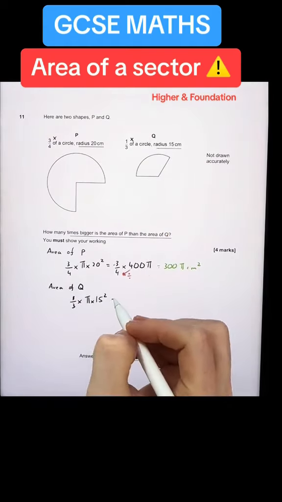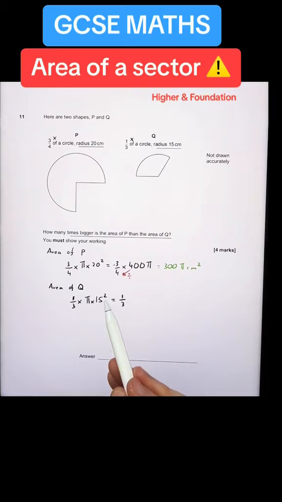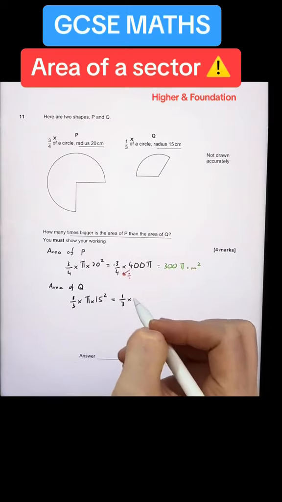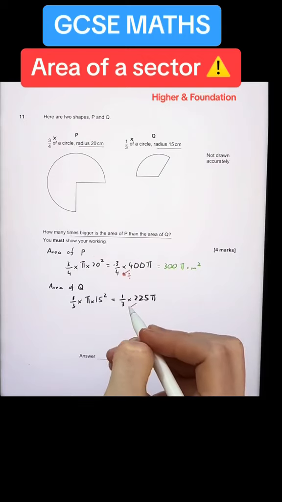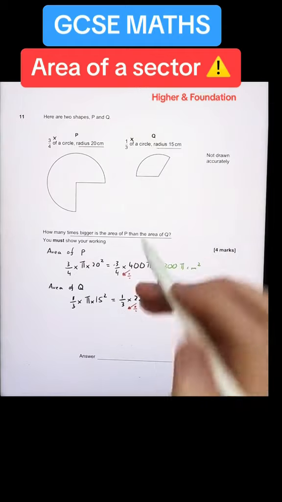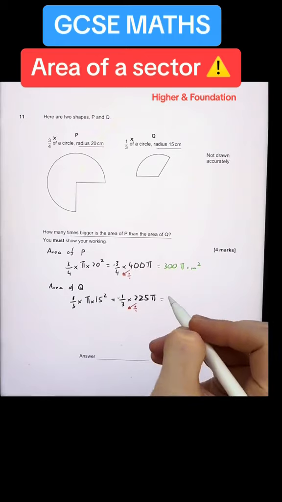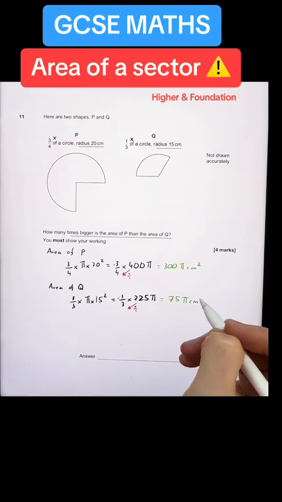On a non-calculator paper, leaving our fraction alone, in this case 1/3, we know 15 squared is 15 times 15, which is 225, times by pi. That will give us 225 pi. When calculating a fraction amount, we always divide by the bottom and times by the top. Here, 225 pi divided by 3 will give us 75 pi. And 75 pi times 1 will give us 75 pi. As it's an area and my lengths are again in centimeters, my area therefore will be in centimeters squared.